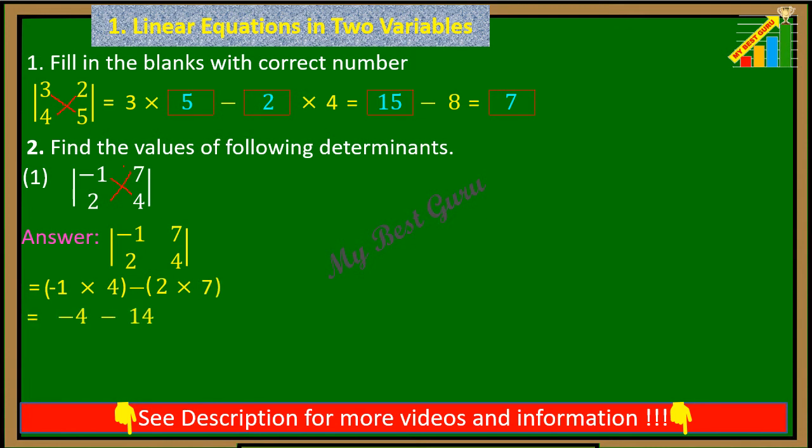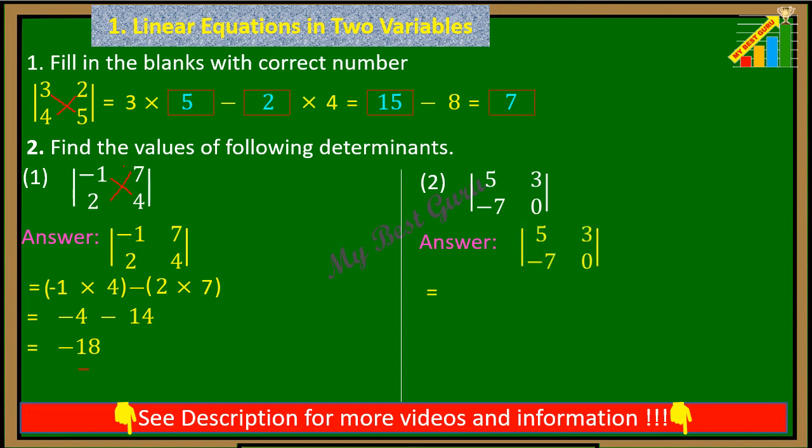So minus 1 multiplied by 4 is minus 4, minus 7 multiplied by 2 is 14. Minus minus, you have to add it. Minus 4 minus 14 is minus 18. So you got the value of the determinant as minus 18. Now the second one. In the determinant you have 5, 3, minus 7 and 0.